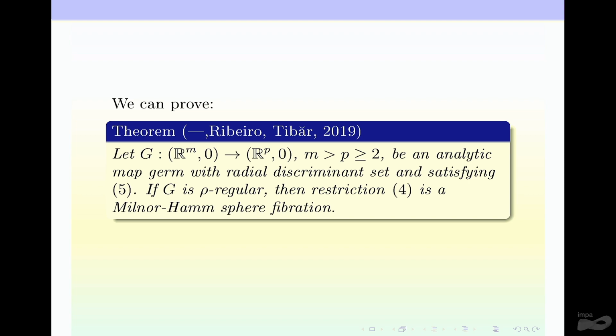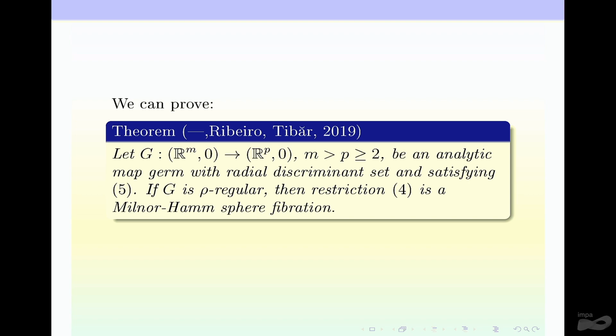I'm just stating the result here. One of the results we got concerning the sphere fibration: if you have an analytic mapping here with such a radial discriminant and satisfying condition 5, if G is regular, then such a map, psi G, will be the projection of a fibration.